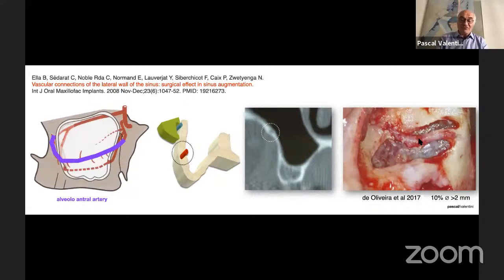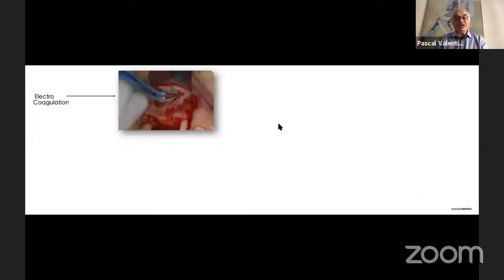And we will have a profuse bleeding also for patients who are treated with anticoagulants and antiplatelet medicines, or patients with high blood pressure. So how do we have to manage this complication? We can choose to use electrocoagulation in order to be able to continue the surgery. But in that case, the risk is to damage the sinus membrane using this kind of device.